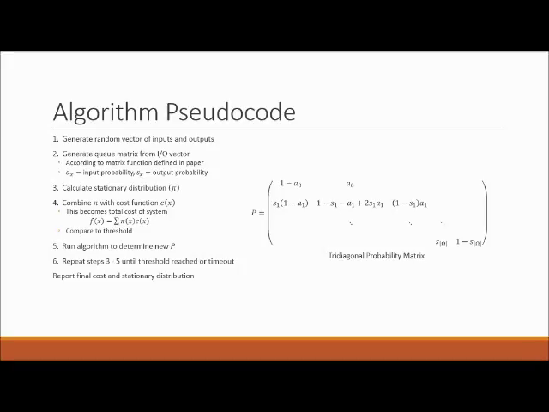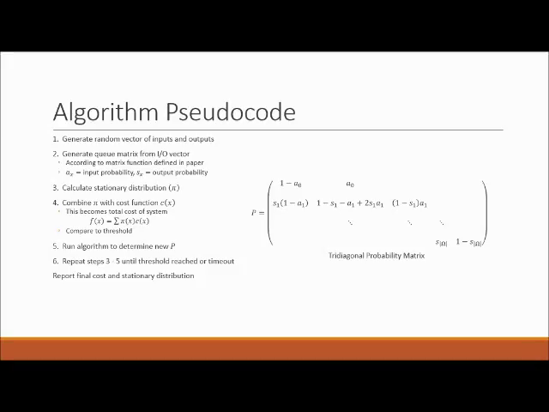So these are the steps of the overall algorithm. You start by generating a random vector of inputs and outputs, and you generate a queue matrix from step 1, according to the matrix function defined in the paper and shown on the right. The A terms are the input probabilities, while the S terms are the output probabilities. Next, we calculate the stationary distribution of the probability matrix formed in step 2. Next, we combine the stationary distribution with the cost function to become the total cost of the system.